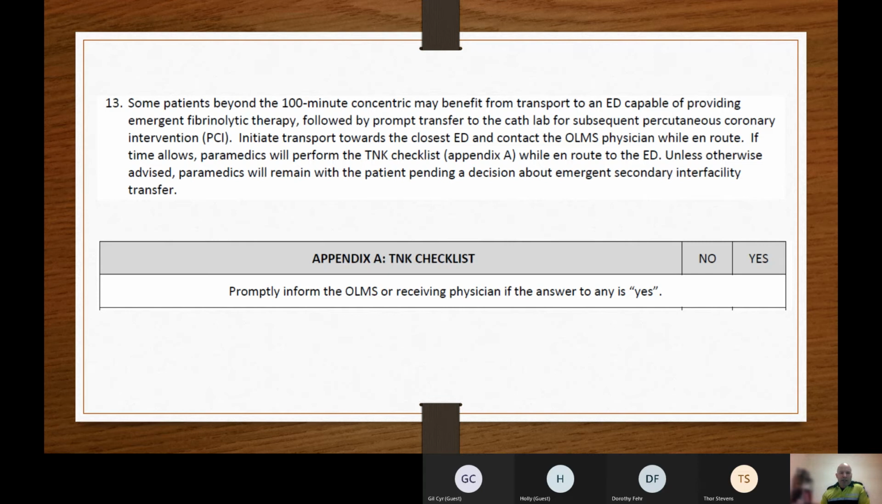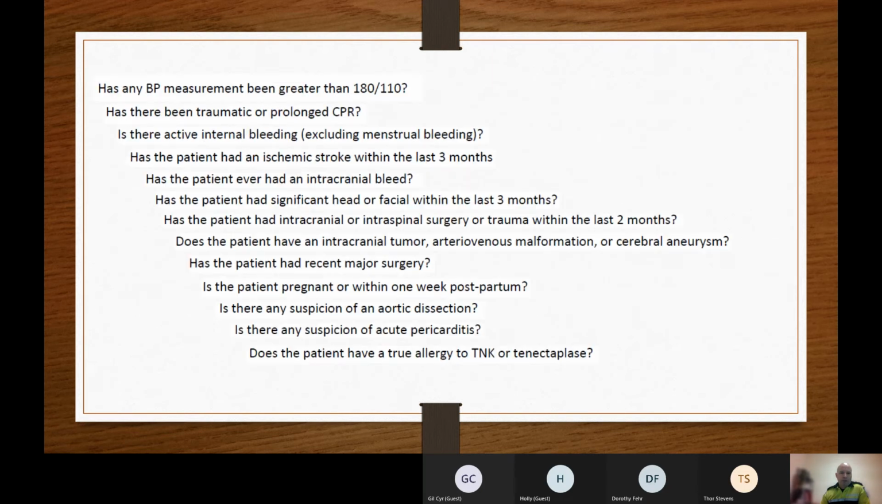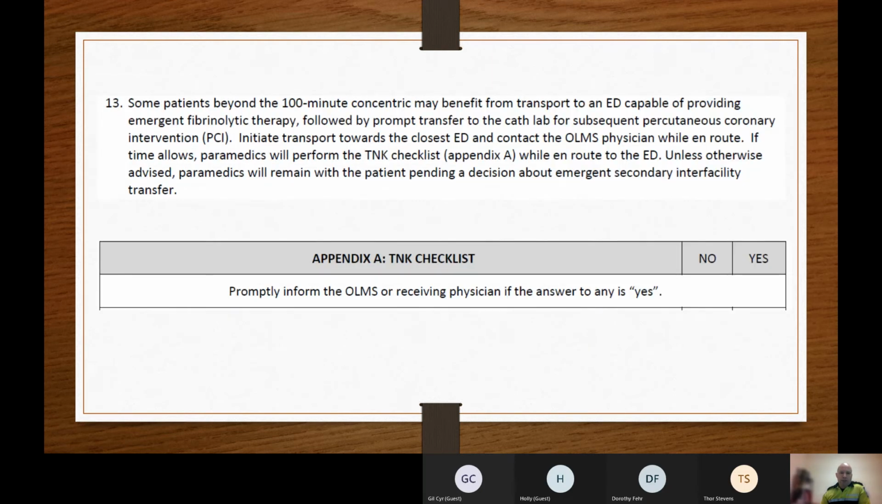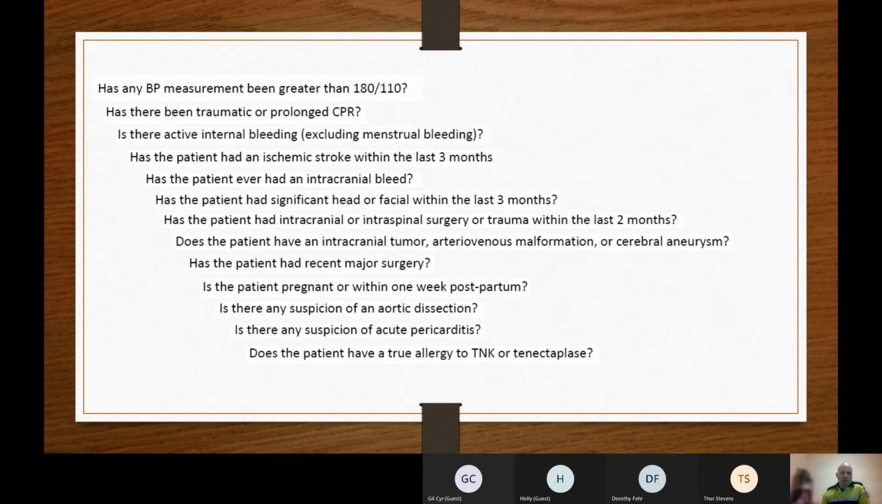So we have our TNK checklist. I'm just going to do a quick review here. Again, if you have time, because obviously if our patient's having respiratory issues, we're going to be looking after the patient and may not have time to do a checklist, or if they're obtunded and can't answer questions properly, we may not be able to do this checklist either. But the big thing is that if any of the answers to the checklist are yes, we need to inform online medical support, because this is going to direct where our therapy goes.